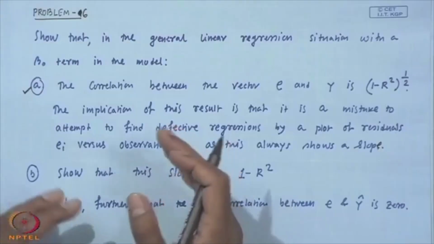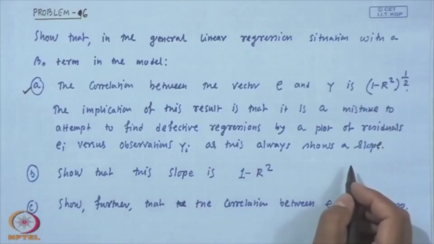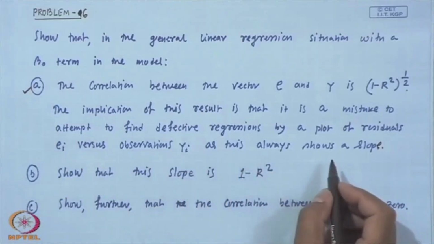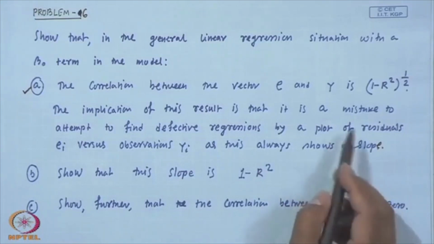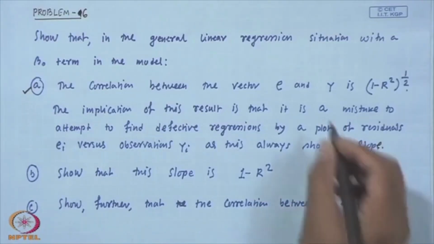Okay. So, this is the reason why we plot the residual against y I hat, not against y, because there is a correlation between E and y, and the correlation we just proved is the square root of 1 minus R square. Okay. So, that is why we do not go for plotting E I against y I, because there is always a theoretical slope between them. Okay. Since because of this correlation.